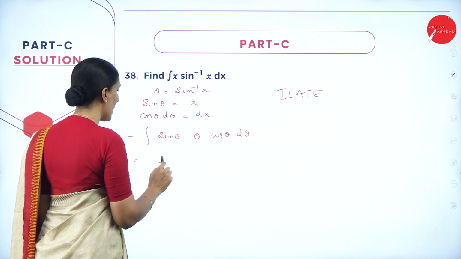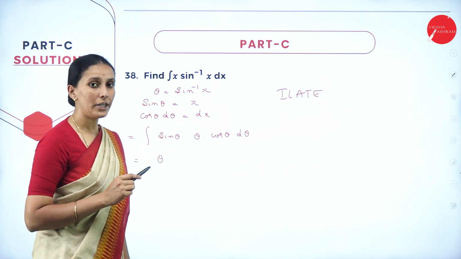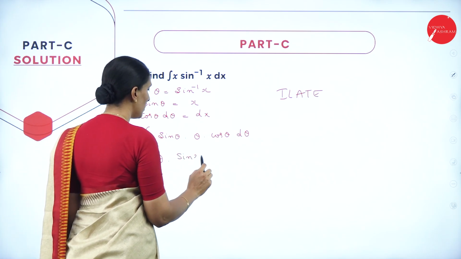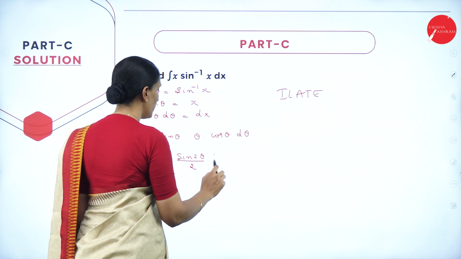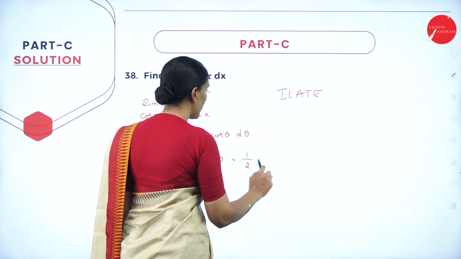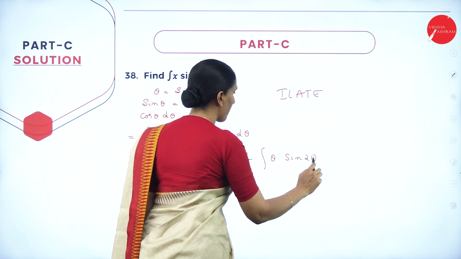Let's keep theta as it is. Sine theta cos theta can be written as sine 2 theta by 2. Sine 2 theta divided by 2 into d theta. So let's take half outside the integral, theta into sine 2 theta.